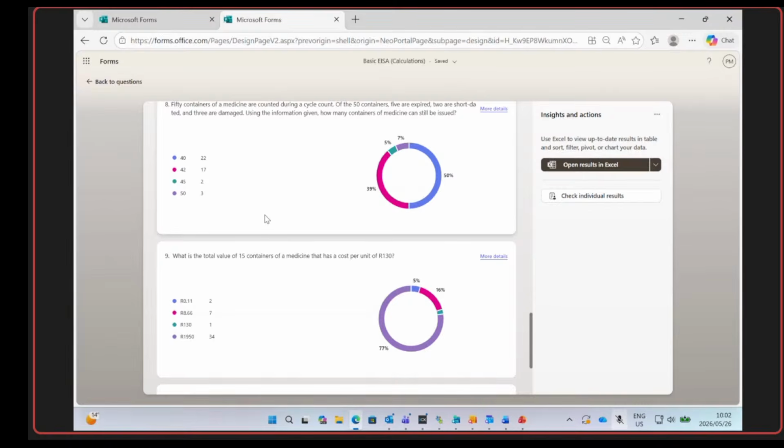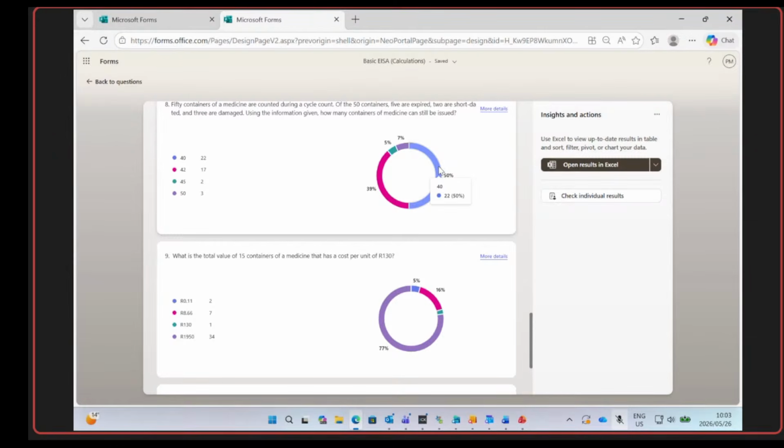All right. So how many can be issued? So we'll say 50 minus the 8, and the answer is 42. So 42 of the containers can be issued. 39% of you got that correct. That is option B, the pink one. So 42 of them can be issued. A lot of you have selected 40 because you have included the short dated stock. Remember, short dated medicine can still be issued because it has not yet expired.